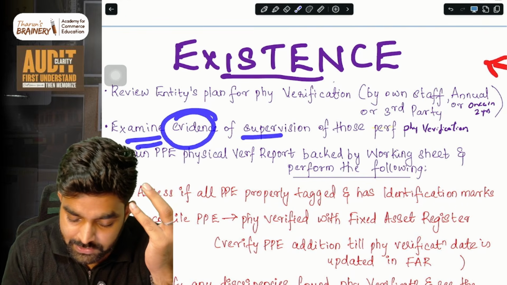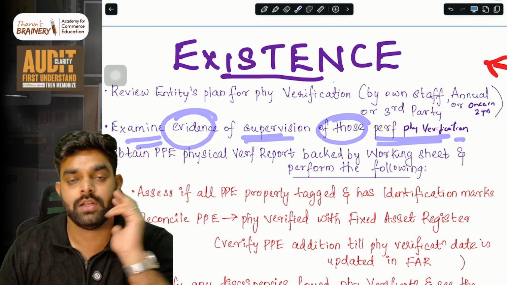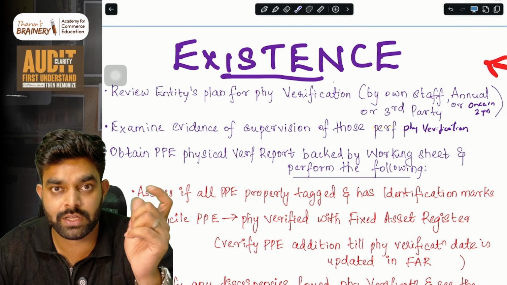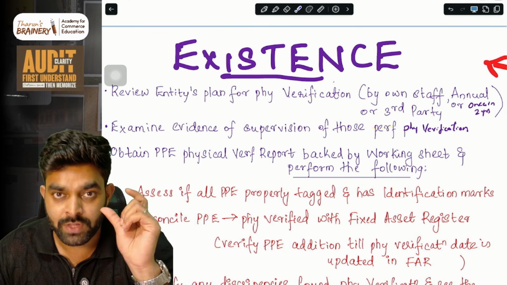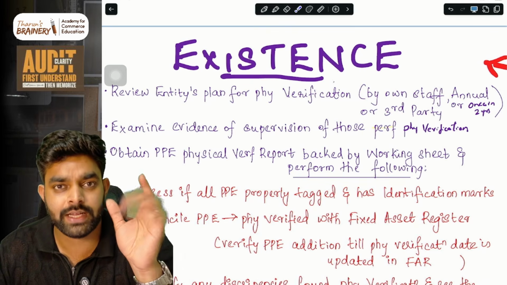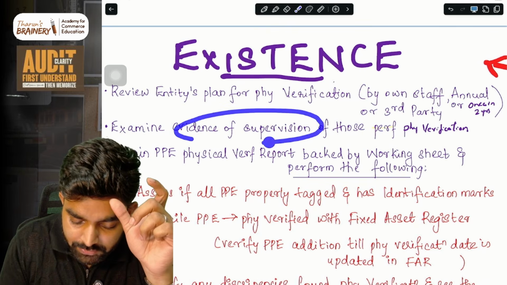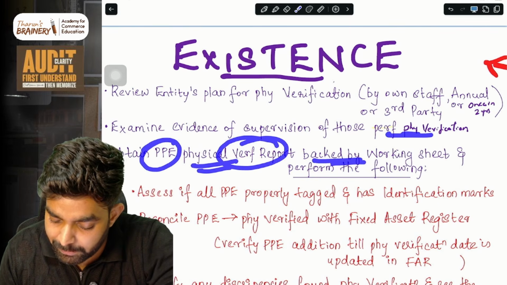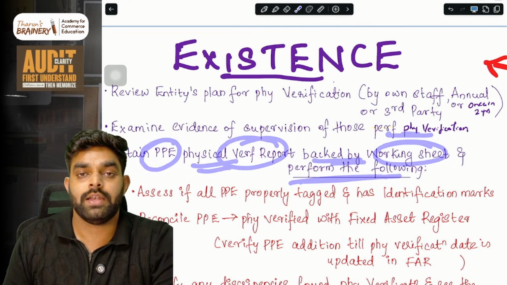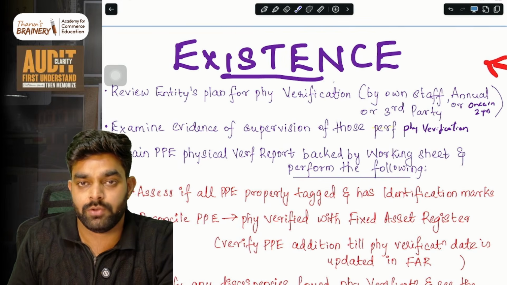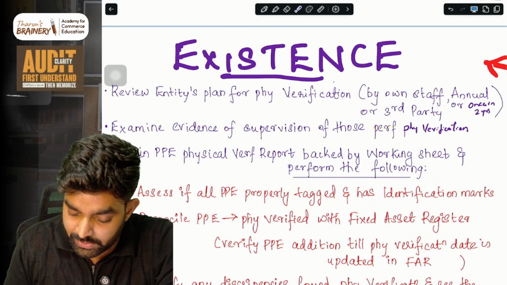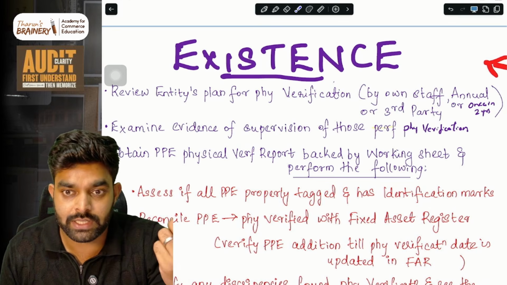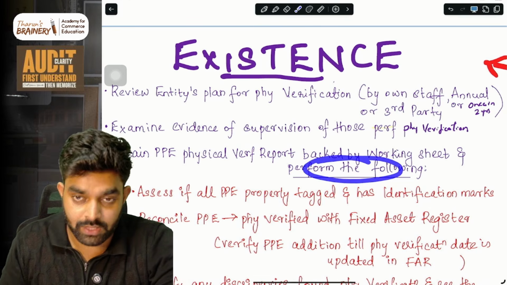Then examine the evidence of supervision of those performing physical verification. Whoever is performing the physical verification, during the physical verification there should be someone to supervise. So you have to get the audit evidence that there was someone supervising. Then obtain the PPE physical verification report backed by the working sheet and perform the following. When the entity does the physical verification, there will be a working sheet, and once they finish it there will be a physical verification report. Obtain that and then perform the following.